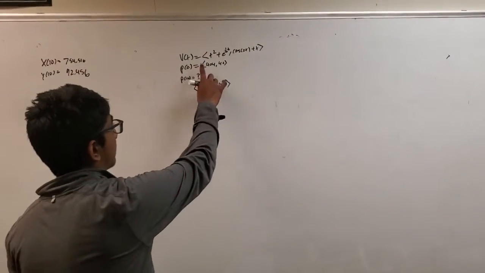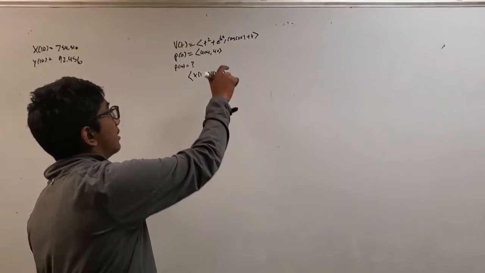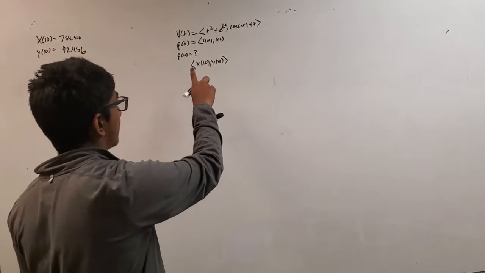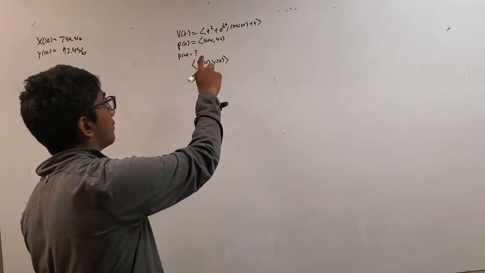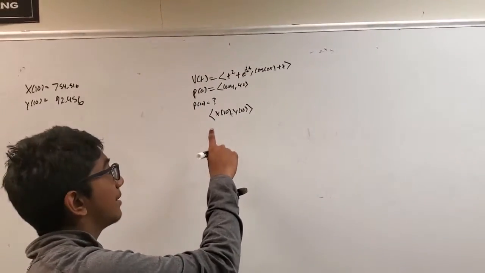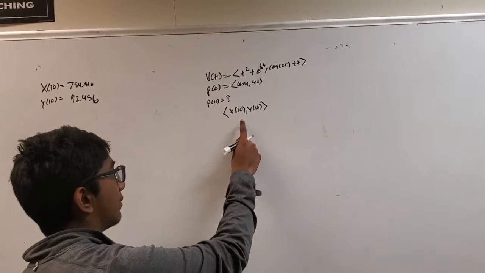So we're given the problem that the velocity vector is t squared plus e to the 1/10 t, and then cosine 2t plus t. And then we're also given that at p of 0 the vector is 404 and then 42. And they're asking us to solve for the position vector at p of 10. So the vector would be x of 10 and then y of 10.